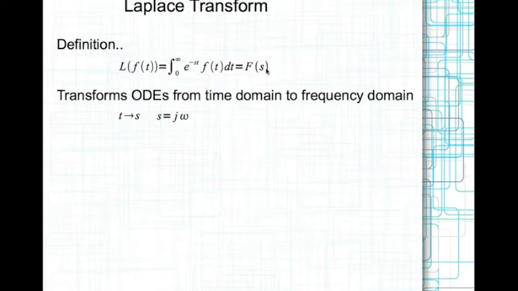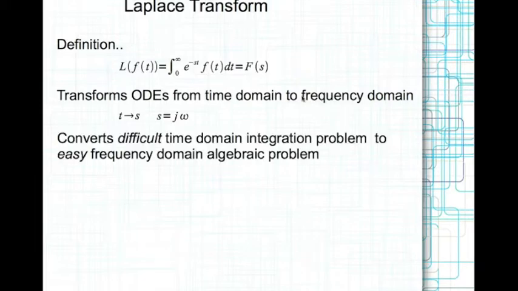Laplace transform converts ordinary differential equations from the time domain to the frequency domain. So you go from the t domain to the s domain, and when you replace s equal to j omega, where j is the square root of -1 and omega is the frequency, the time domain expression becomes a frequency domain expression. Now what this does for us is convert difficult time domain integration problems to easy algebraic problems in the frequency domain, and we'll look at it shortly when we solve ODEs with Laplace transforms.